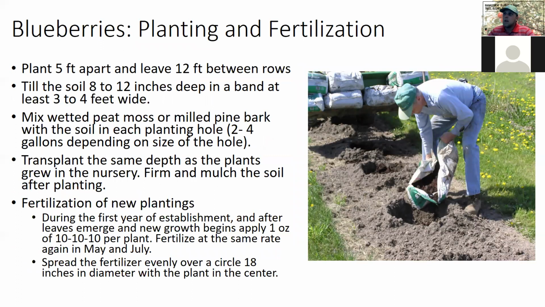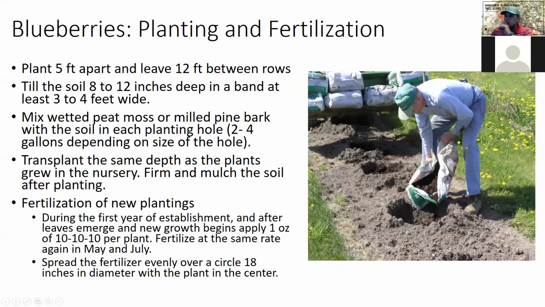So planting, this is something you definitely want to get right. You can get away with just simply putting them in the ground, but doing it the right way goes a long way. If you're planting them in rows, you're going to plant 5 foot apart and leave 12 foot between rows. Tilling the soil 8 to 12 inches to allow that good rooting zone area in a band at least 3 to 4 feet wide. That way the roots have space to spread.